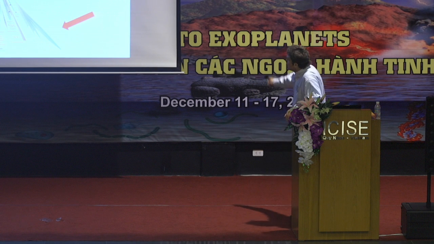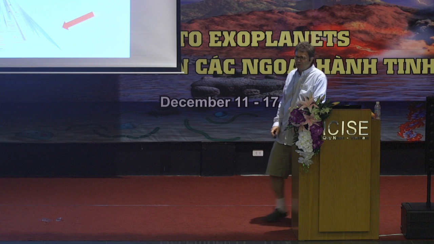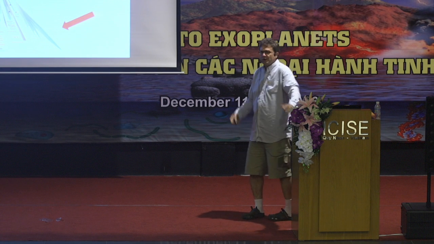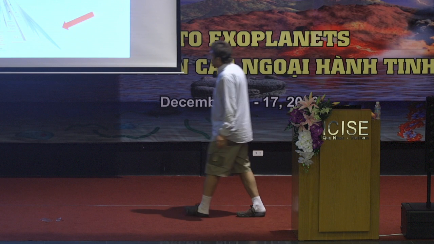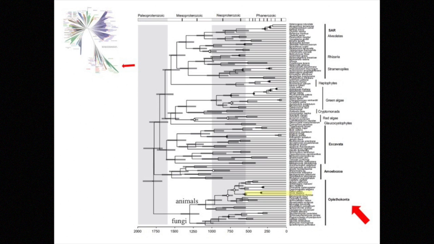Okay, so what type of eukaryote are we? We are opisthokonts. If you're not familiar with that term, that means we animals and fungi. We're all in the group called opisthokonts. So what are opisthokonts? Opisthokonts are right here. And here's where animals and fungi split about 1.2 billion years ago. This in yellow here are the vertebrates.